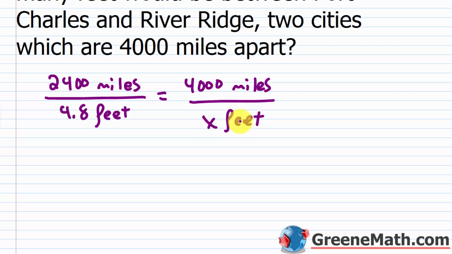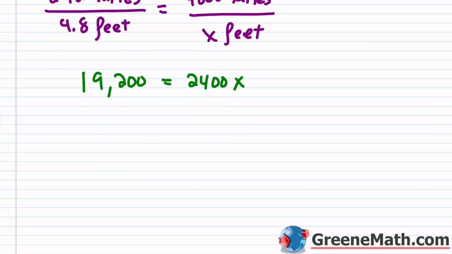So to figure this out, we're just going to cross multiply. We're going to take 4.8, multiply it by 4,000, which would give us 19,200. We set this equal to x times 2,400, so 2,400x. And to solve this for x, I'm just going to divide both sides of the equation by 2,400.